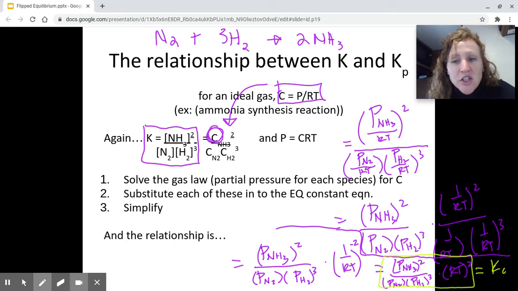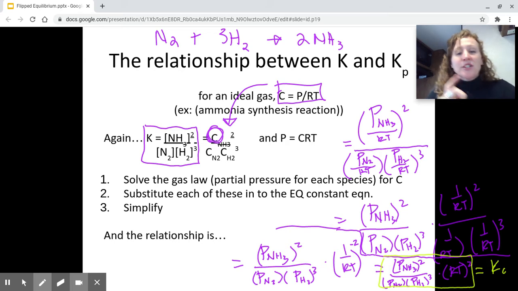Okay, so there's our relationship way down at the bottom. Notice all I did was separate the partial pressures and the constants, then I took all the constants and put them all together, right? And because I ended up with a negative exponent, and multiplying by a fraction is the same as dividing by its inverse, I just flipped the fraction and then made the exponent positive. So there is definitely a relationship between K in terms of concentrations and K in terms of partial pressures.